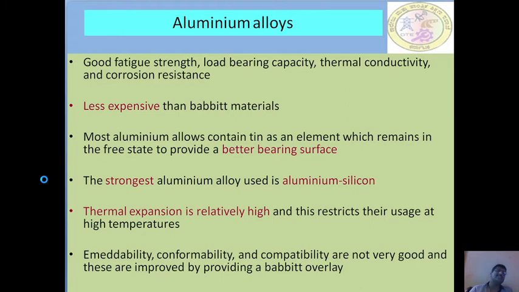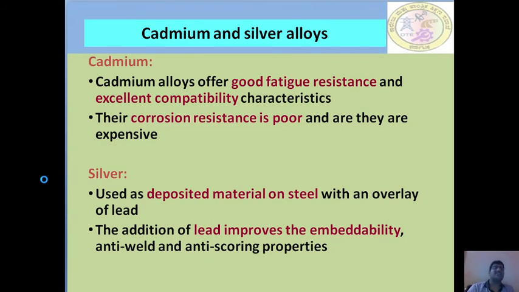This is the only disadvantage of aluminum alloy, as the thermal expansion should be as low as possible. Also, embeddability, conformability, and compatibility are not very good with aluminum alloys. Cadmium alloys offer very good fatigue resistance and excellent compatibility characteristics, but the corrosion resistance is very poor and they are very expensive. Economically, cadmium is not preferable because of its cost.